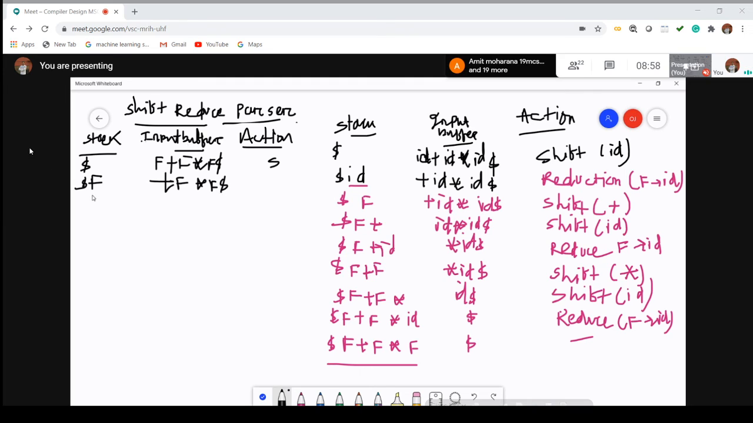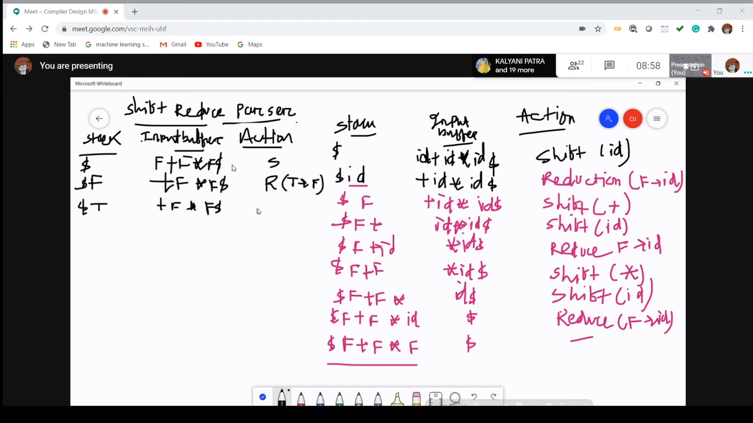Now the F value is to be converted to T, so the operation is reduce. Which value is to be reduced? There is a production from T to F, so this value goes for the reduce operation. Now you can check this dollar, this value equals T. The rest of the values remain the same: plus, then star, then F, then dollar.